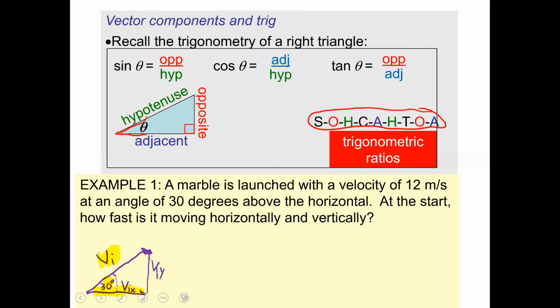So with that in mind, which of these is going to work? Is it going to be sine, cosine, or tangent? Notice cosine is the only one that correlates the adjacent and the hypotenuse. So indeed, it's going to be cosine.